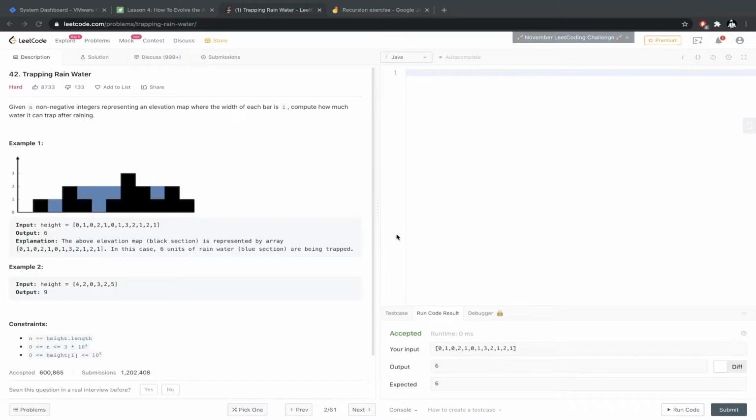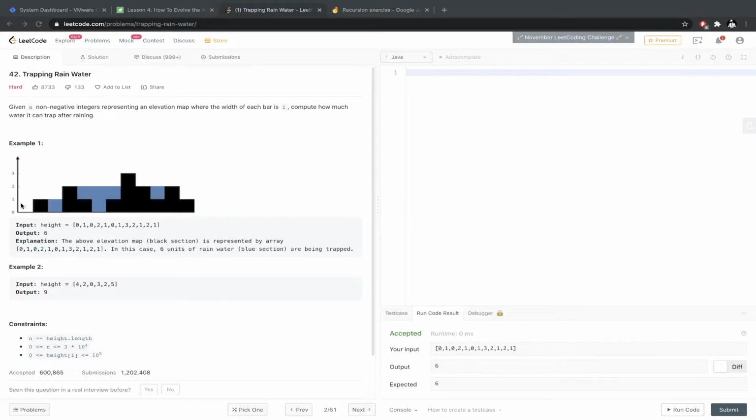Hello everyone. So let's look at a problem which is more often asked in interviews. So, trapping rainwater. We need to find how much water we can collect. You can say that these are the pillars, and whenever the rain comes, how much of the water can be stored between these pillars.